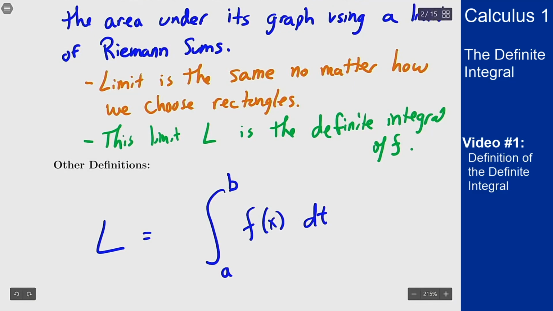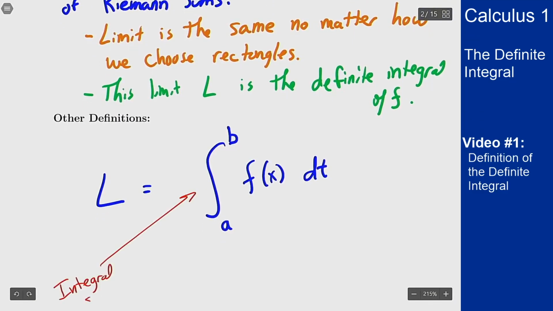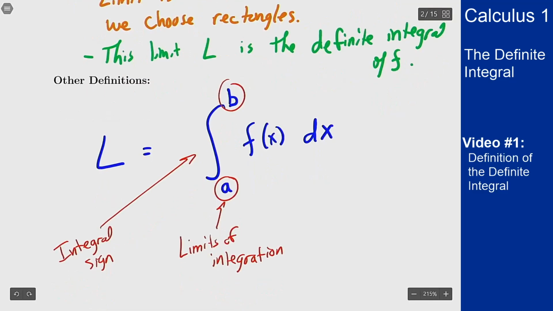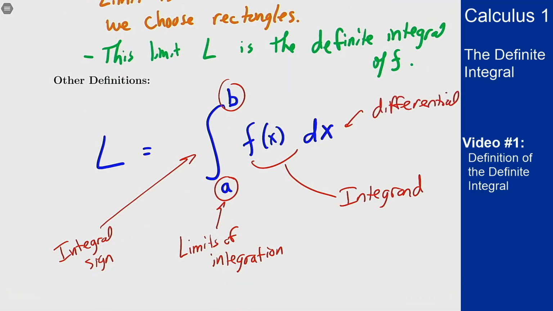From this notation, we have the integral sign, which tells us we're doing an integral. We have our limits of integration, a and b, telling us our starting point and ending point for this area. In terms of the graph, they are the left and right boundaries of the region we're finding the area of. We have our integrand, which is the function inside. And we have a differential dx on the end, which tells us what variable we have for this integration.